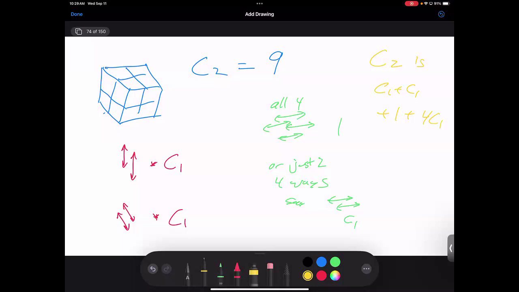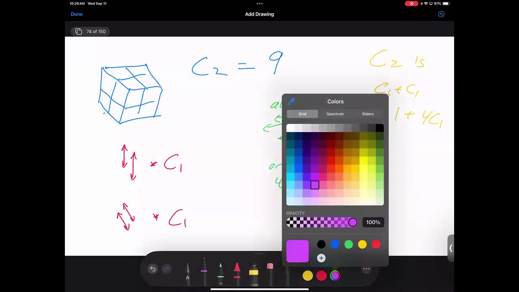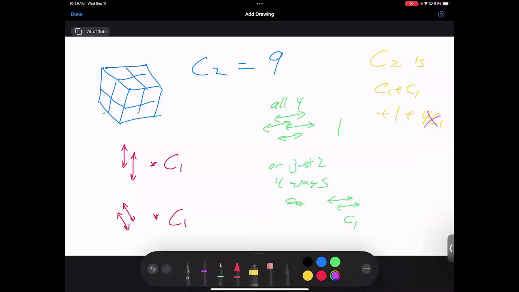But when we do the remainder, it's not C1. It's just 1. Why is it just 1? Because we already have the. Good. And that's the issue. So this is wrong. It's actually C1 minus 1.